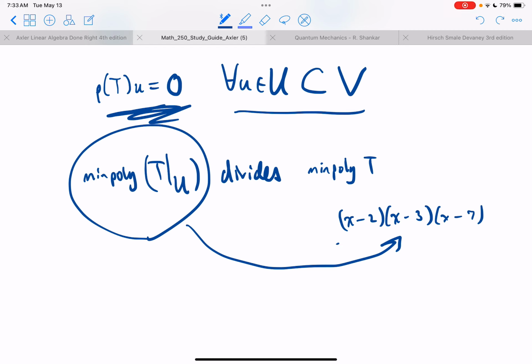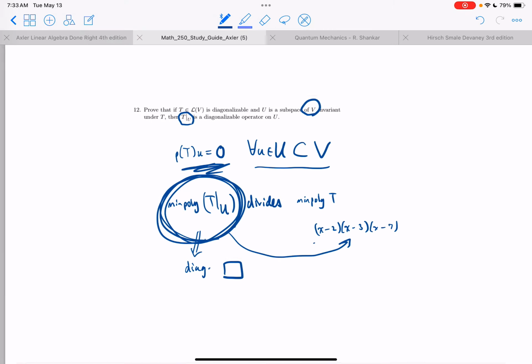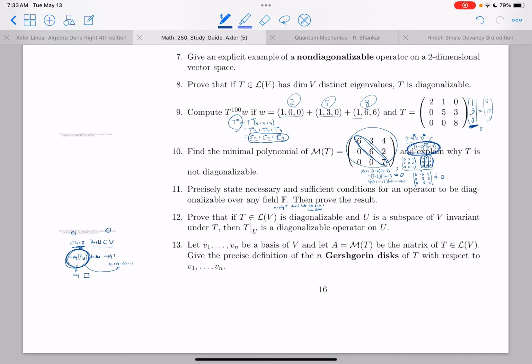But regardless, all these factors are distinct. So again, whatever factors appear here, which could be many different things, in all the cases they're going to be distinct linear factors. And so by the theorem, that means that this is diagonalizable too. Okay. So that's useful.